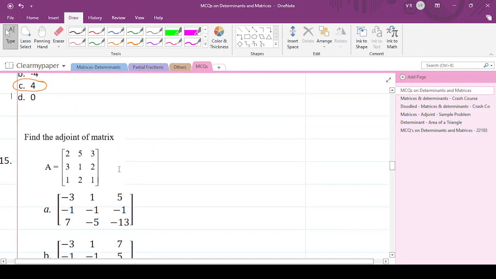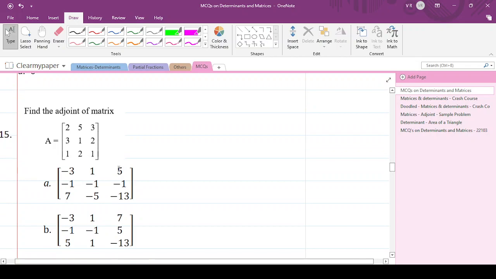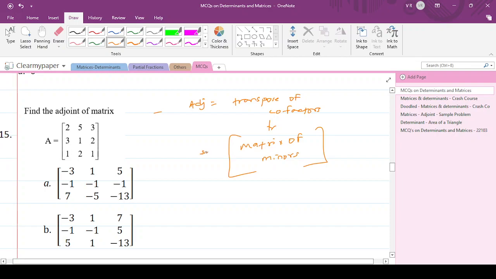Find the adjoint of the matrix. Okay, now we have a matrix given here, and we have to find the adjoint. And we know that the adjoint of the matrix is equal to the transpose of cofactors. Transpose of cofactors, and the cofactors themselves are nothing but the matrix of minors for all the elements, and then you sign them with alternating plus or minus that we have seen.